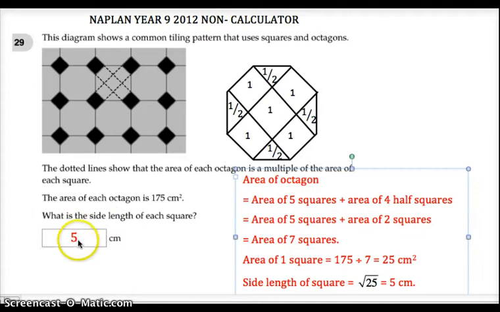So I've just written the answer in there, 5 centimeters, and I've actually added these units here, that the area of one square is 25 centimeters squared.